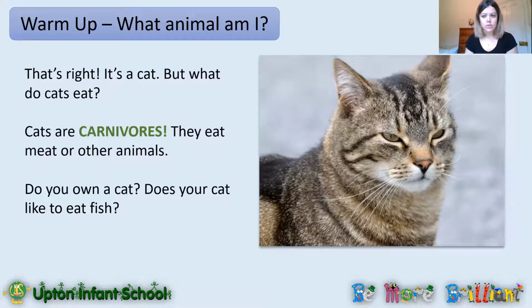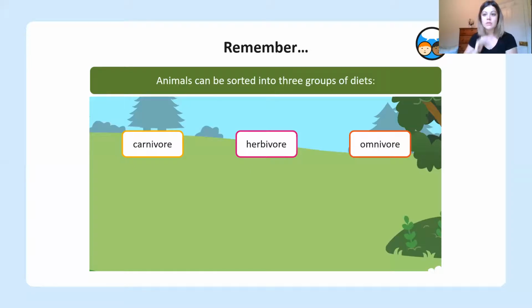It's actually a cat, but what do cats eat? So it might surprise you to know that cats are carnivores. So remember we talked about dogs before, and we said that dogs are omnivores because they can eat both meat and plants. Well, cats are actually carnivores. Maybe you own a cat. Maybe you know someone that owns a cat. What do you feed it? Do you feed it fish or meat? So carnivores are meat eaters, and that's what cats are. They eat meat. So well done.